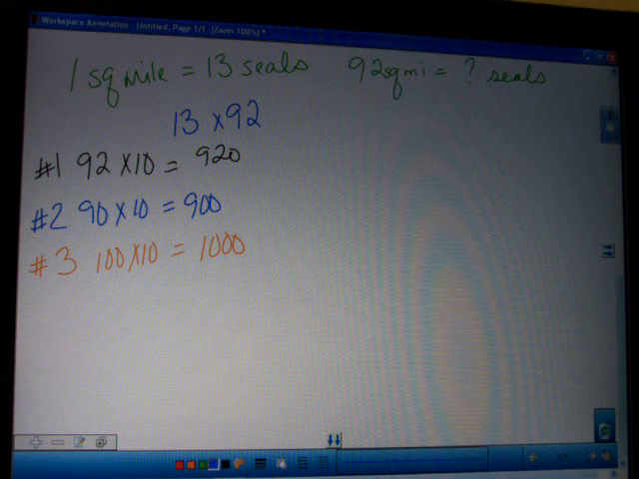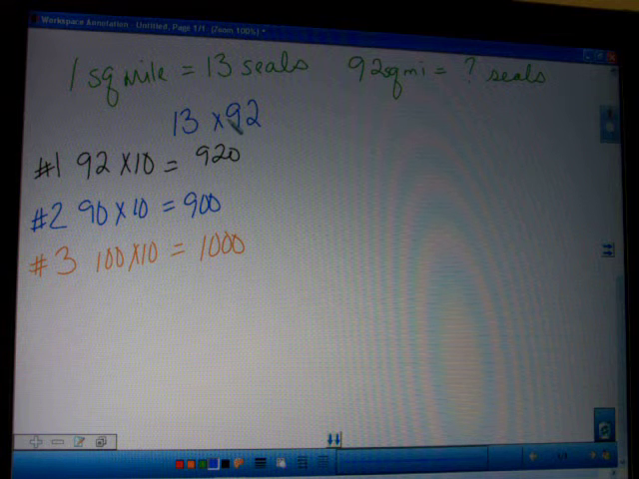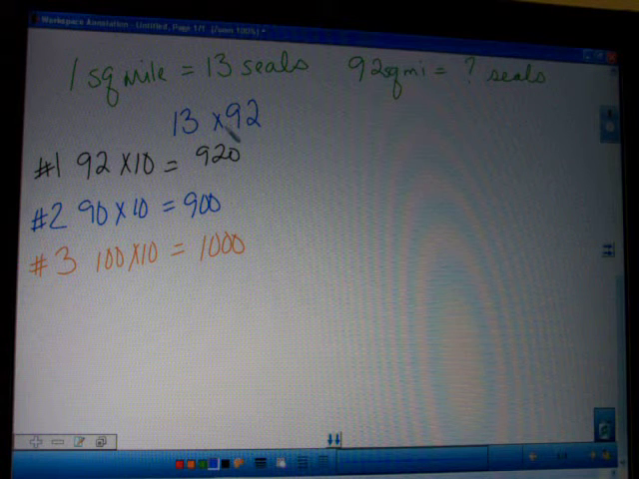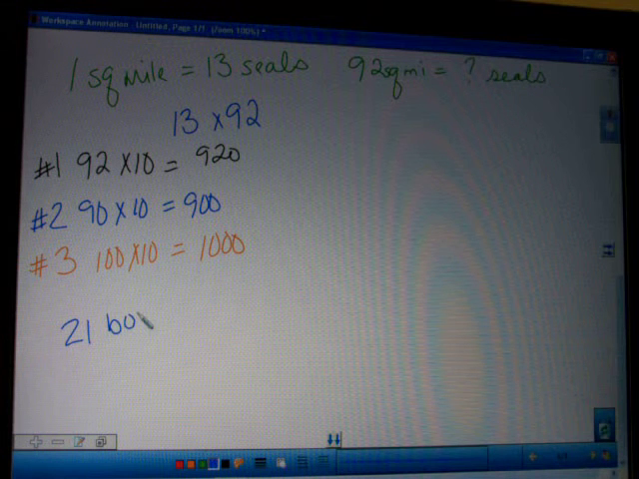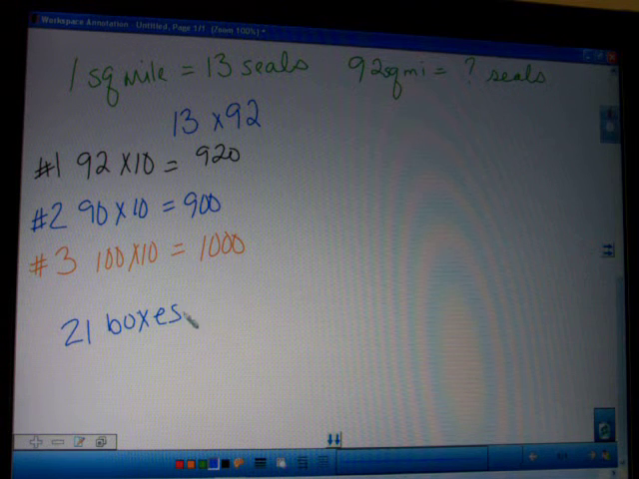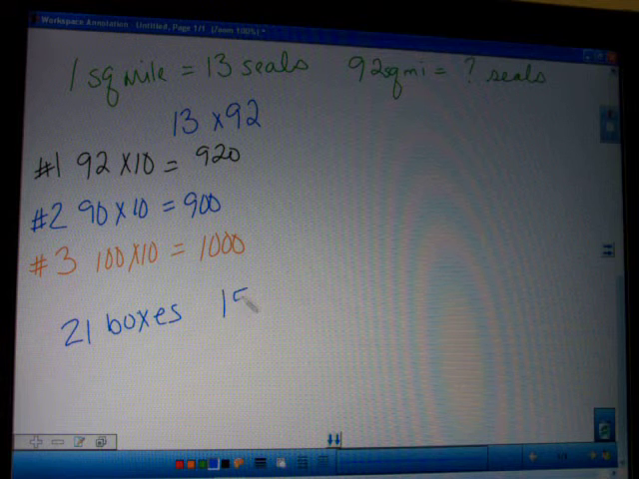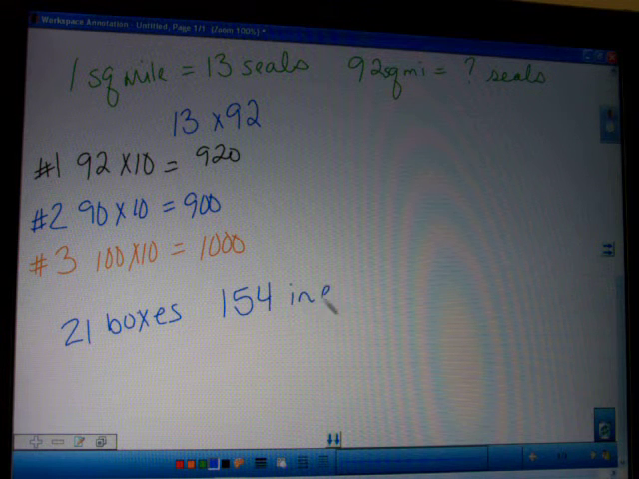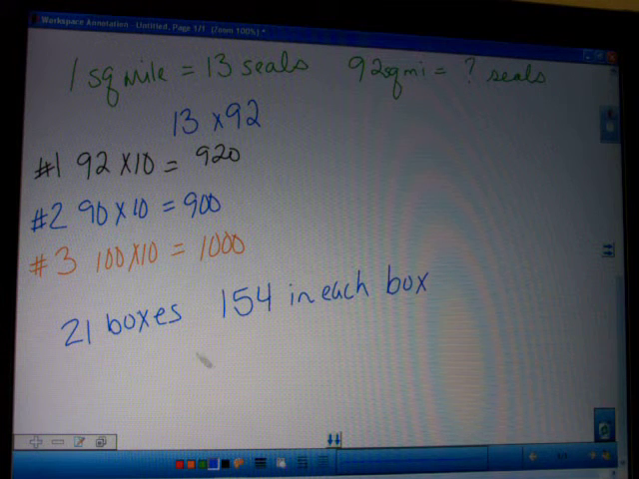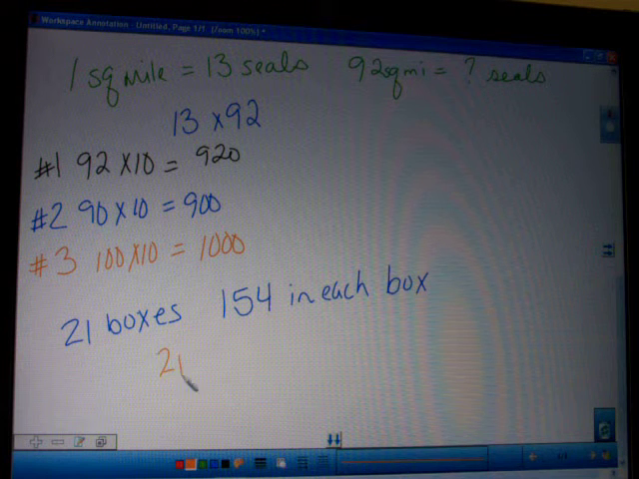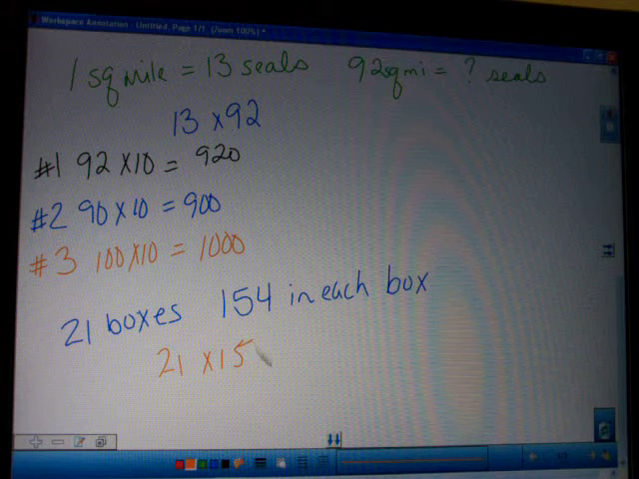Alright, so let's take another example. Mountain View Elementary School is sending 21 boxes of magazines to a school in Paraguay. There are 154 magazines in each box. So there's 21 boxes and 154 in each box. The question is, about how many magazines are they sending? So our operation is going to be 21 times 154.